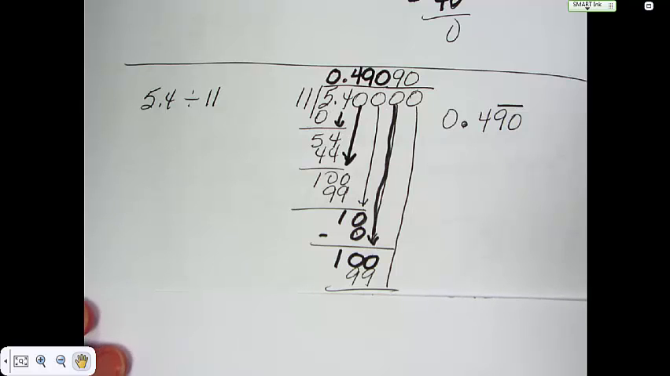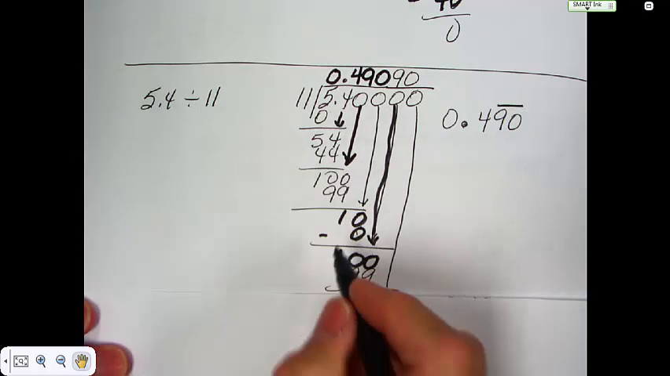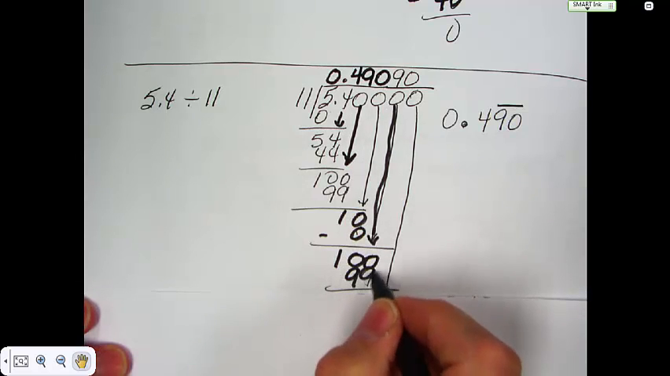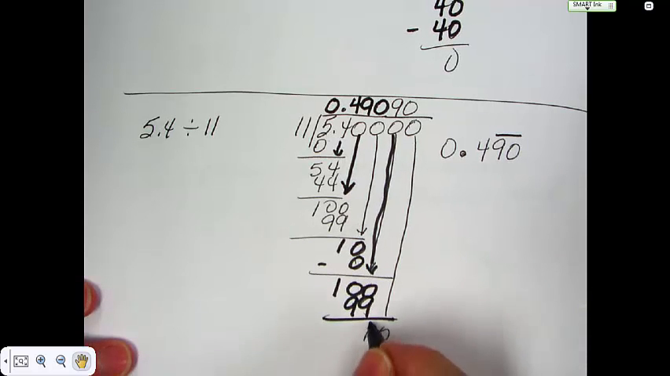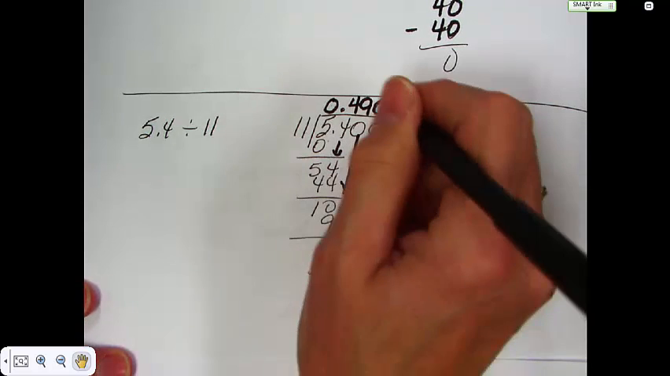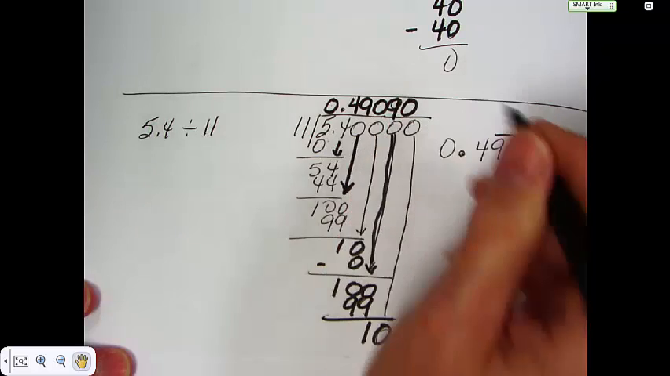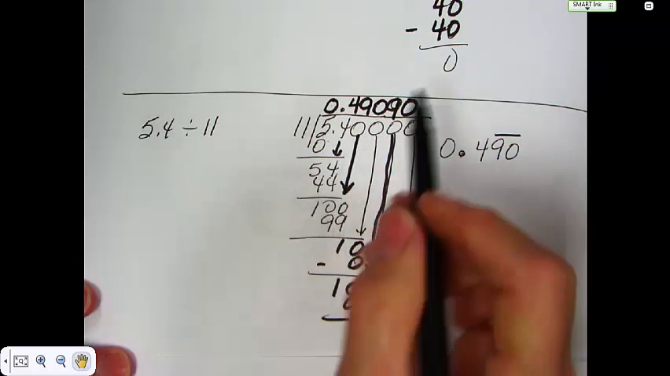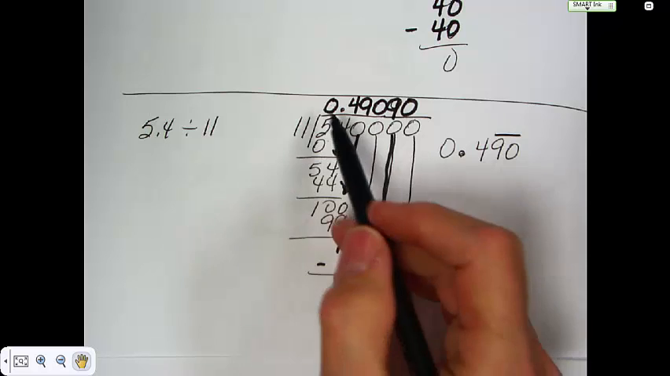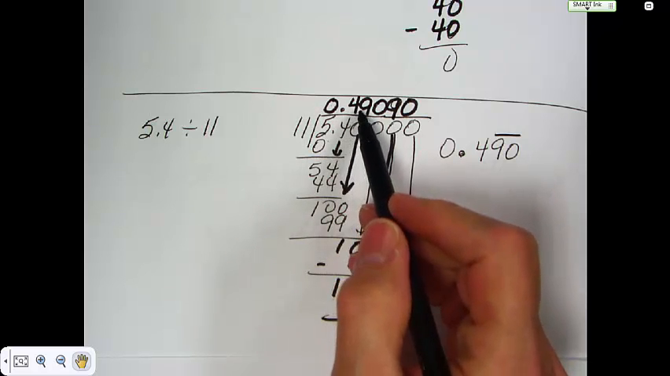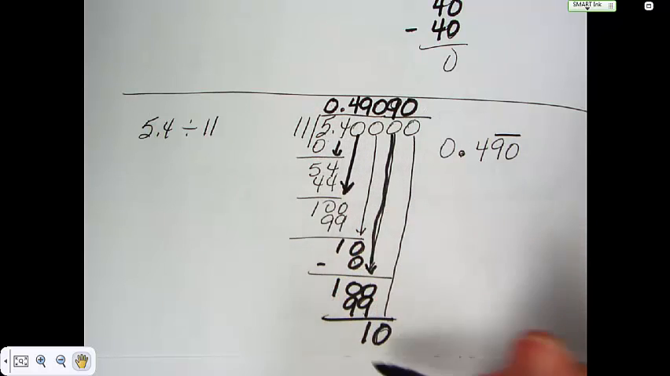So now you have 100 again. And I think we've done this before, haven't we? 11 times 9 is 99. Subtract, we get 1, 0, bring it down. Uh-oh, this one seems to be repeating. And if you look up here, you see 0.4, and then you see 90, 90, and we would have had another 9 if we brought a 0 down for 100, and then a 0 again.